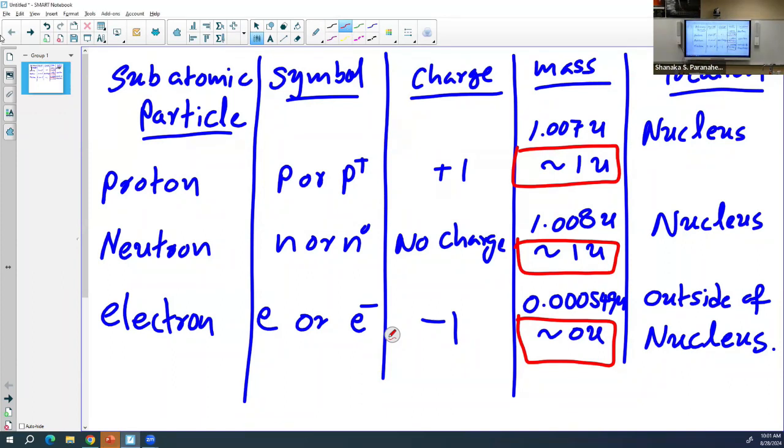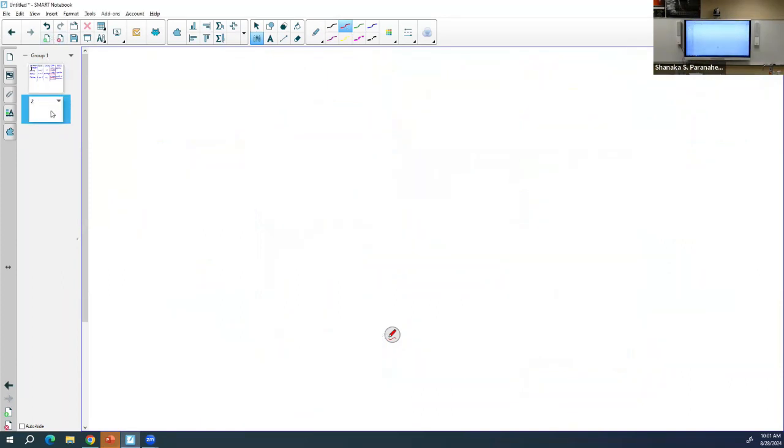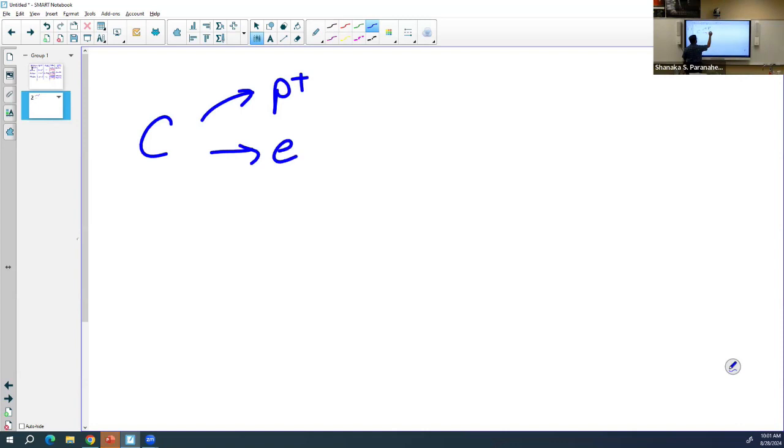Today we are going to learn how to count the number of subatomic particles in a given atom. That's an example. Let's say we have an atom of carbon, and we're going to learn how many protons, how many electrons, and how many neutrons are in a given carbon atom. First we are going to learn how to count the number of protons and electrons.